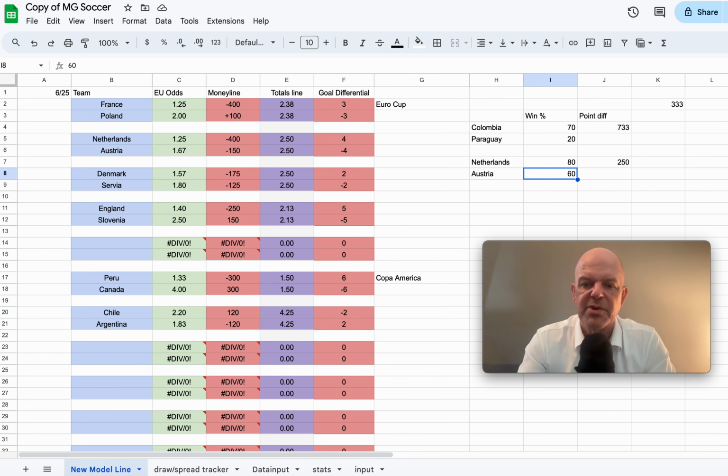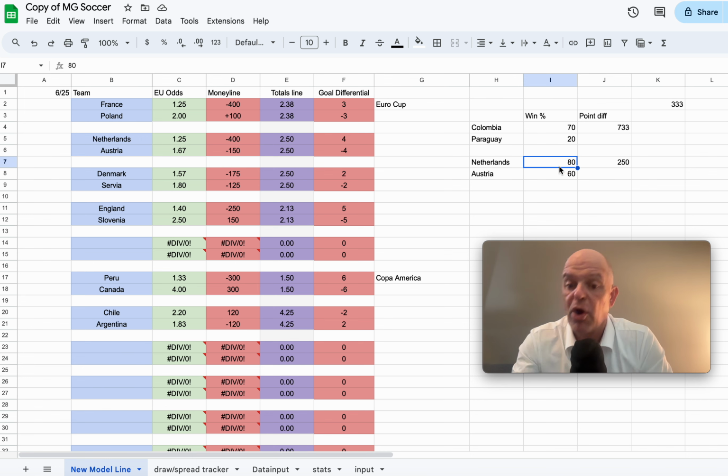Now, the way that I calculate this, or the way that I analyze this, both teams have more than a 50% chance of winning. So the way that I teach, this is what I call a 50-50 game, meaning either team can win this game, because you have to consider both sides. You can't just say, oh, well, Netherlands has an 80% chance of winning, so they have a greater percentage chance than Austria. Not the case.